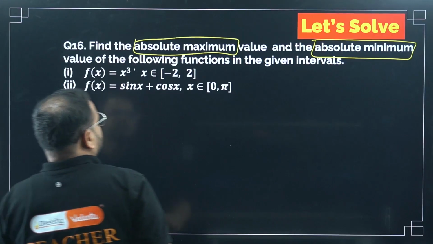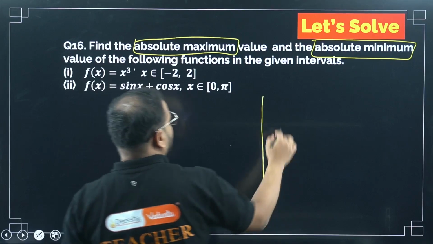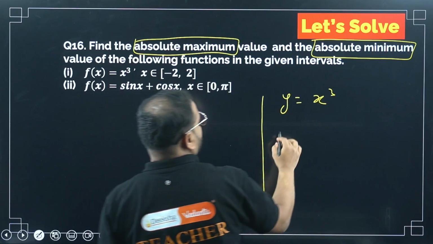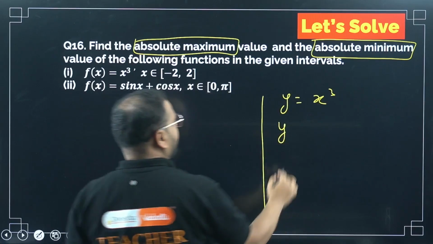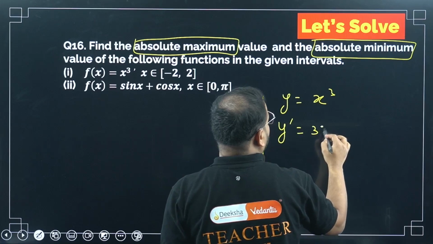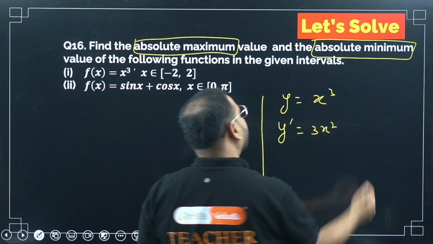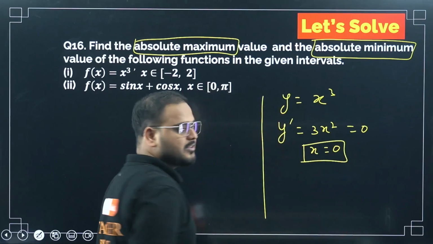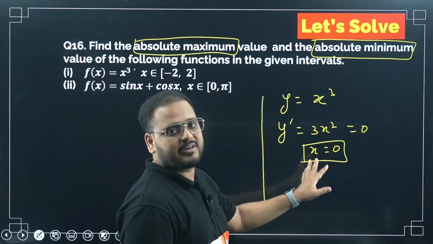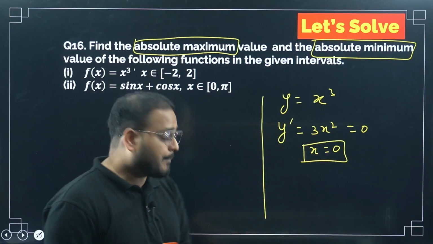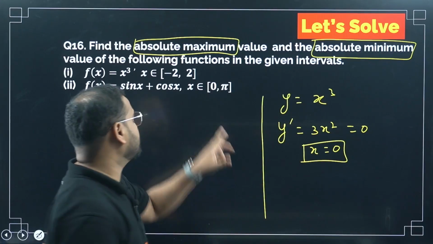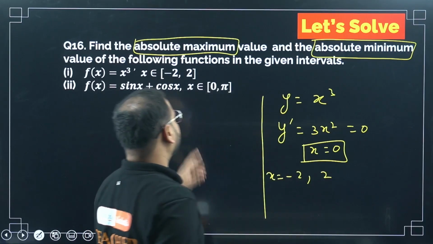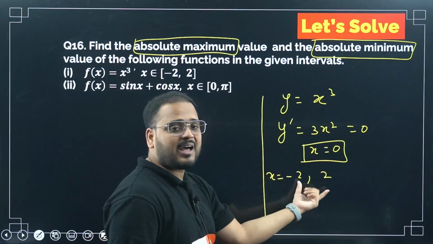First one, y equals x cube. If I do the y derivative, I'll get 3x square. What is the condition to find the critical point? Put it equal to 0. I get x as 0. So I have only one critical point, which means minima or maxima, whatever it is, will exist at x equal to 0 only. But apart from this, we also have two defined values, -2 and 2. Please check, x equals -2 and 2 are also there, right?